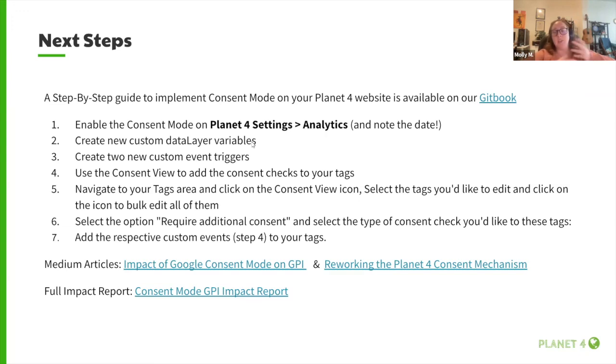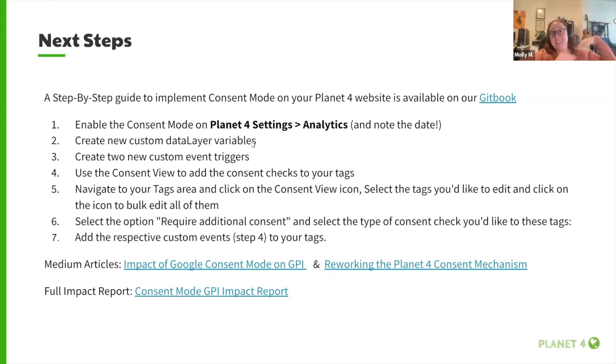After that, you need to go into your Google Tag Manager account and make some adjustments. You'll have to create a new data layer variable and a couple of new custom event triggers. There's information on how to do that on our Gitbook as well. And if there are any questions, please feel free to contact me. I spend a lot of time in Tag Manager, so I can certainly help you out there.